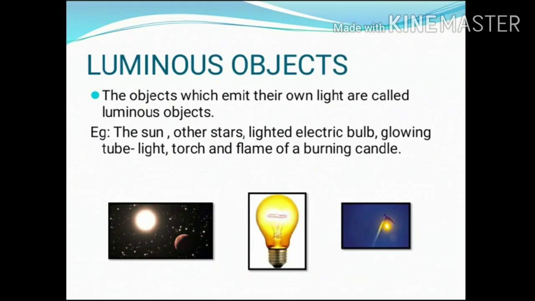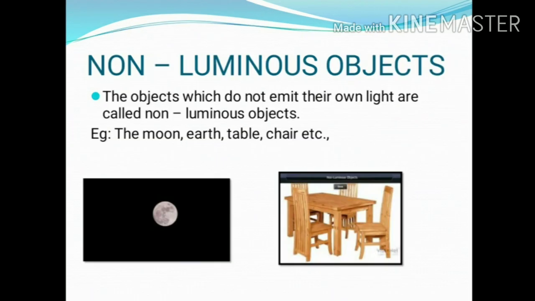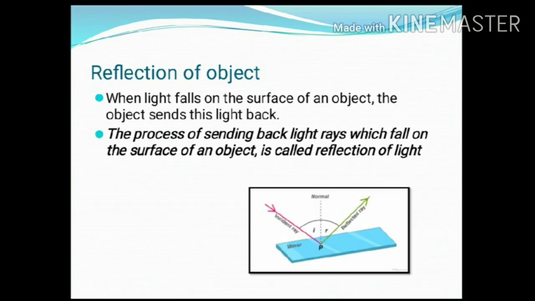Luminous objects. The objects which emit their own light are called luminous objects. The sun, the stars, a lighted electric bulb, a glowing tube light, a torch, and the flame of a burning candle are examples of luminous objects. Non-luminous objects do not emit their own light. The moon, earth, table, chair, etc. are non-luminous objects.